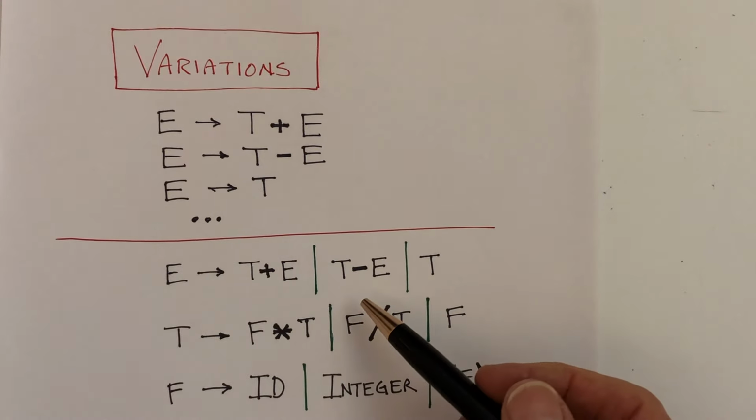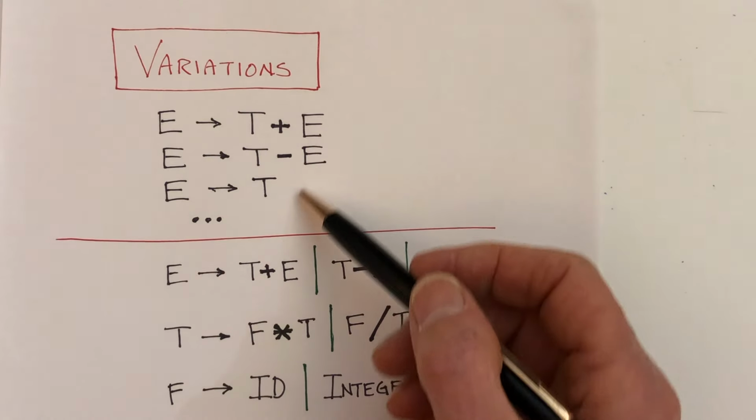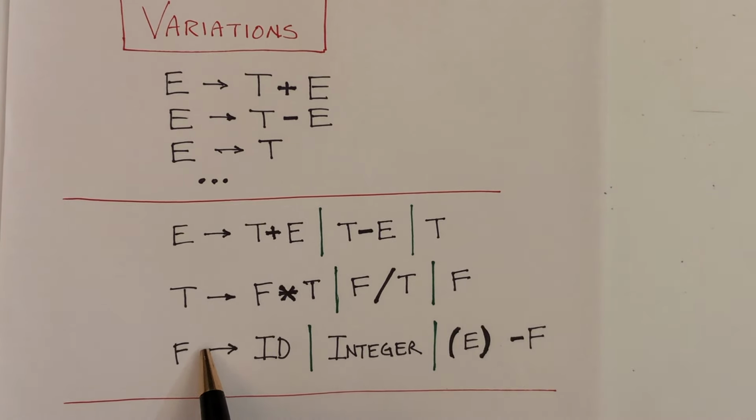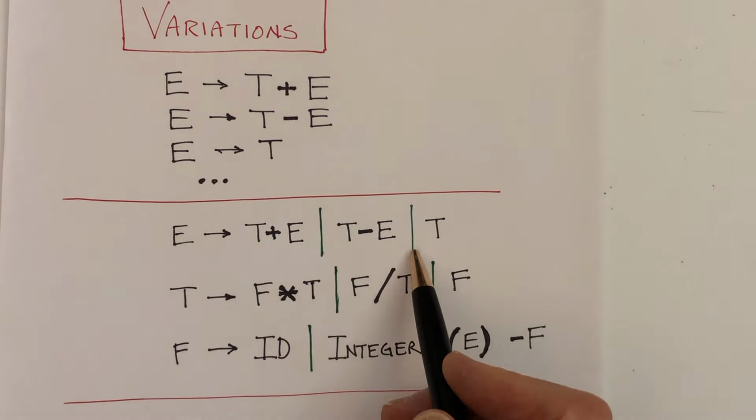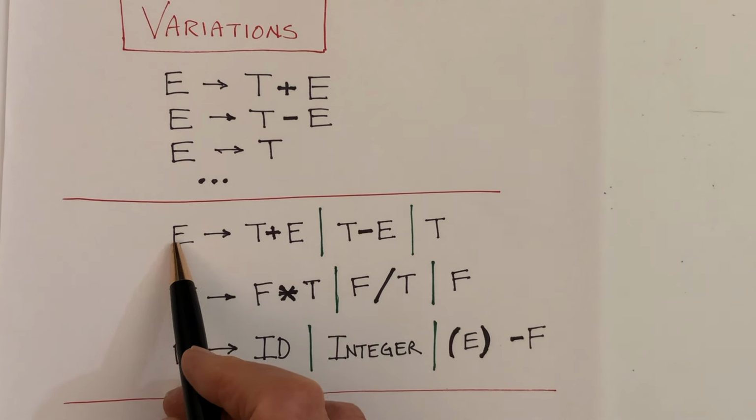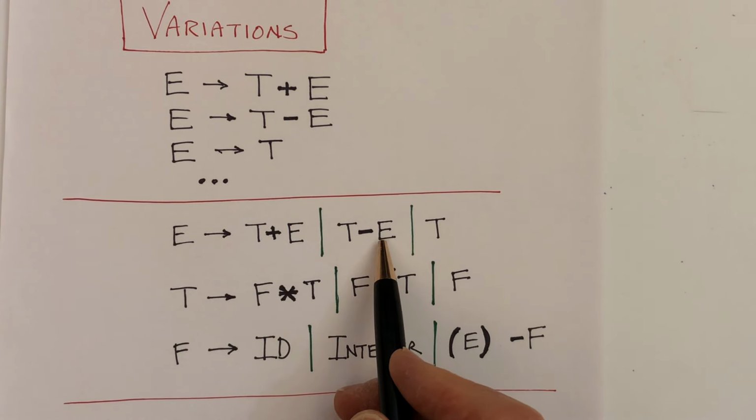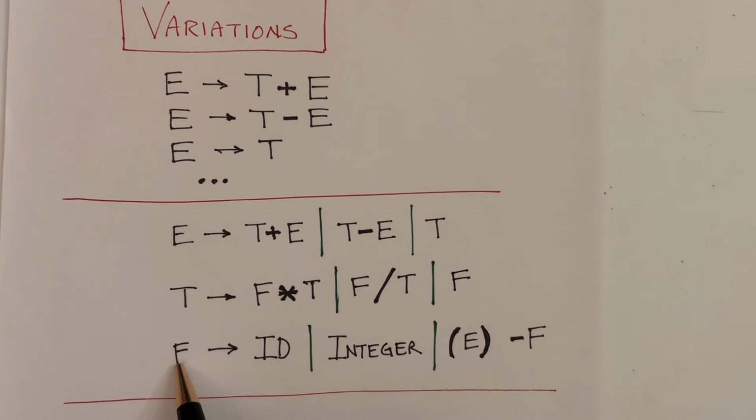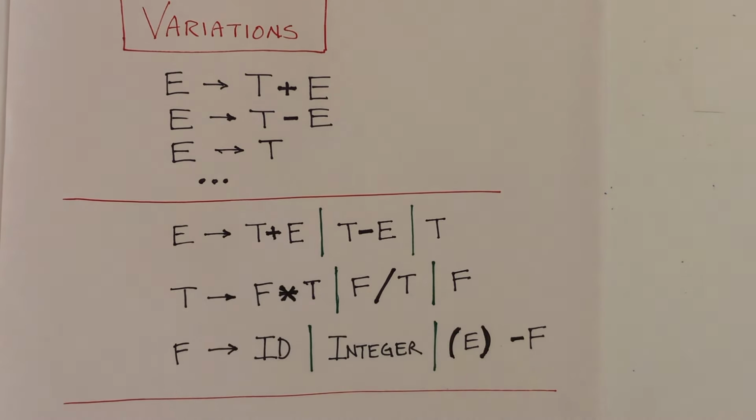There are some variations on grammar notation, and I wanted to mention one important one. So here's our original grammar, and we're showing the same exact grammar down here. We have three rules for E, but we're collapsing them using a vertical bar to indicate OR. So an E, that is an expression, is either a term plus an expression, or a term minus an expression, or a term. By the way, E stands for expression, T stands for term, and F stands for factor. So if you multiply a bunch of factors together, you get a term. You add a bunch of terms together, you get an expression.